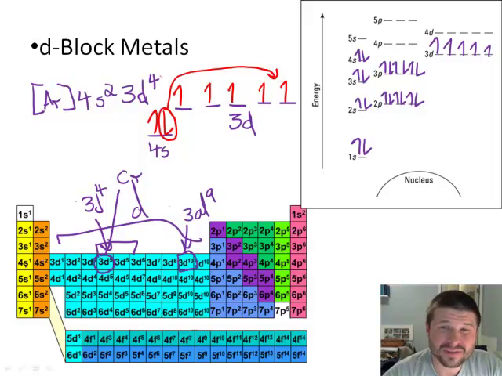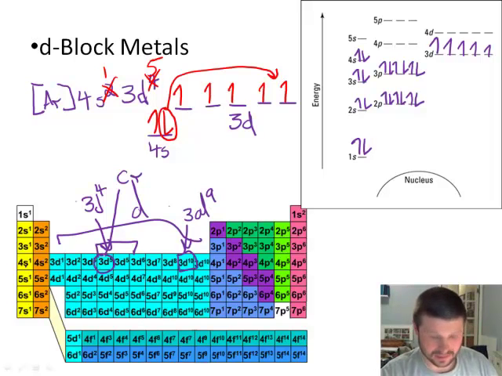So that's one of the intricacies of this that you should understand for the AP test. You have to basically know there's a couple exceptions. Chromium is one, copper is the other one. So instead of writing 4s2, that should be 4s1, and this should be 3d5. So you just have to be careful about any elements here, for instance, chromium and copper.